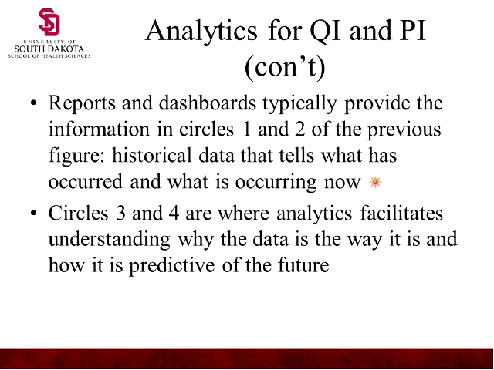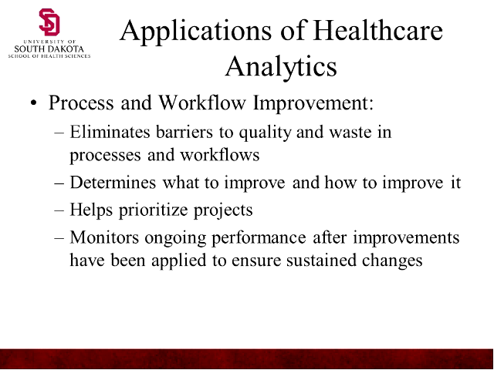And it's usually historical data. It tells what has occurred and what is occurring now. Circles 3 and 4, why is it occurring and what is likely to occur, are where analytics facilitate understanding why the data is the way it is and how it is predictive of what can happen in the future.